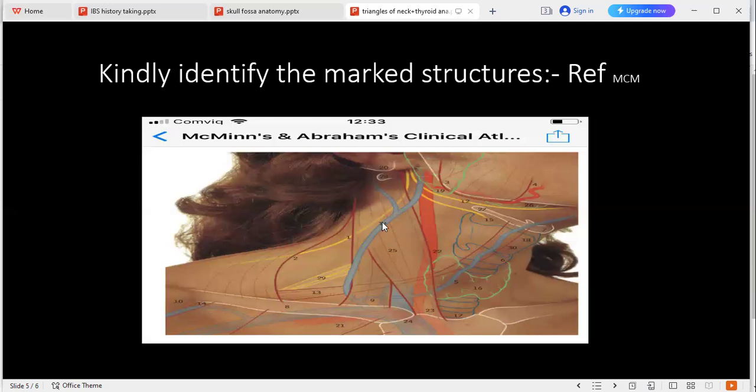Okay. Right. Looking at this number 29, can you please identify that? It's a trunk of the brachial plexus. Yes. Good.